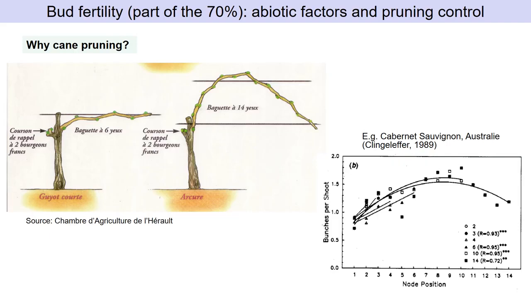So again, it means that climatic condition, vine water status, vine mineral status matter. So this means that along a cane, when you practice cane pruning, the latent bud fertility according to the position of each bud on the cane will vary. And this variation depends on the previous year climatic and physiological condition.